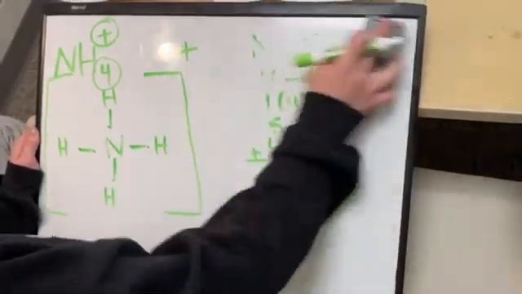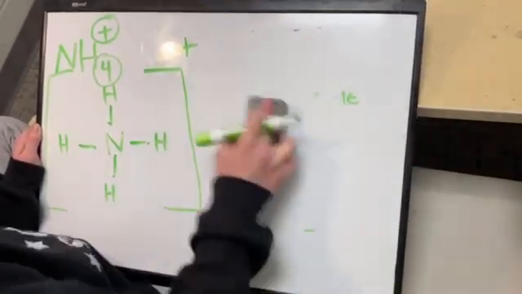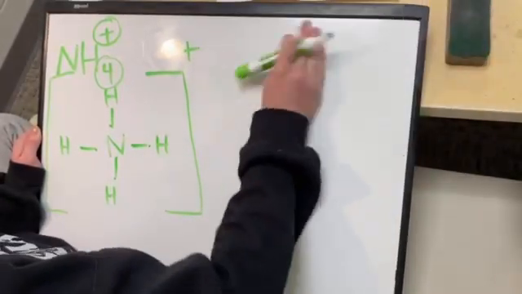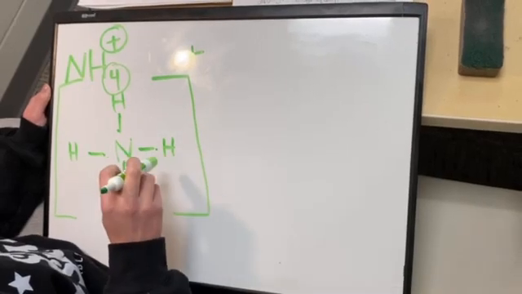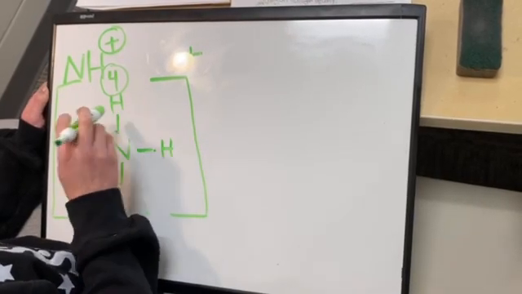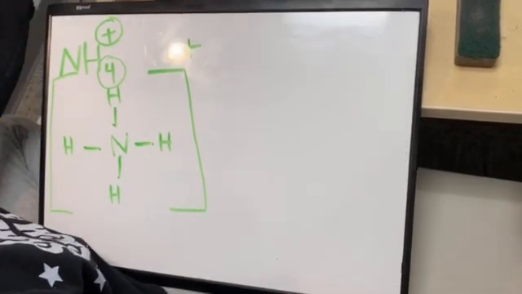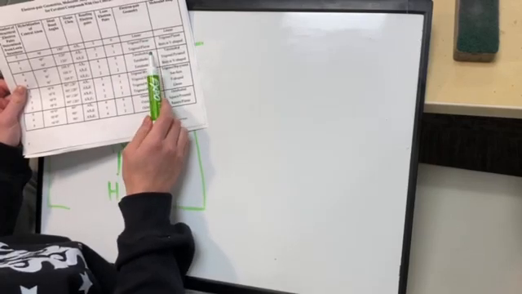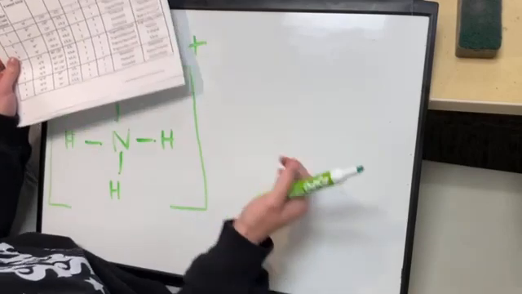Next, we're going to see what its electron pair geometry is and molecular shape, which are both going to be tetrahedral because we have 4 bonding electron pairs and no lone pairs of electrons. So we're going to look at our little chart here, and 4 and 0 is tetrahedral electron pair geometry, and another tetrahedral for molecular shape.